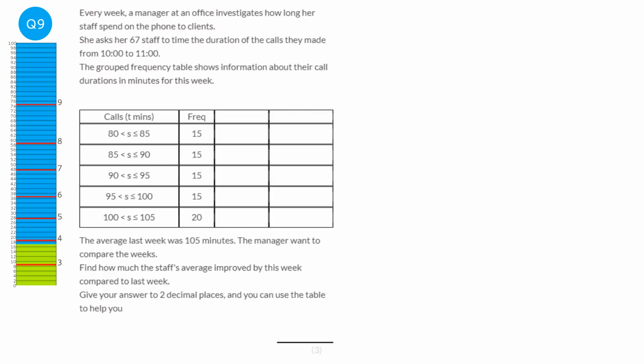So the first thing we need to do is work out the mean for the data in the table. So to start off doing that, we're going to work out the midpoint of each group. So we've got 80 to 85, and to find the midpoint, you add the 80 and the 85 together, then you divide by 2.